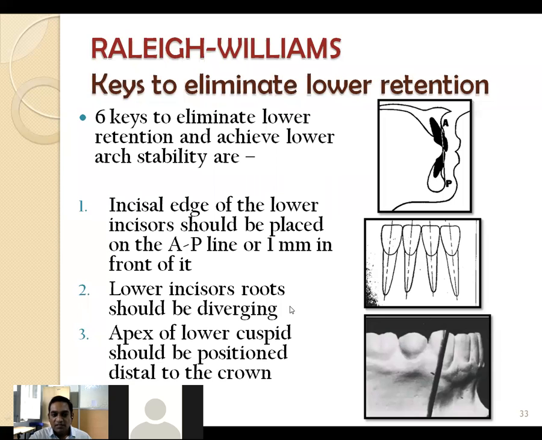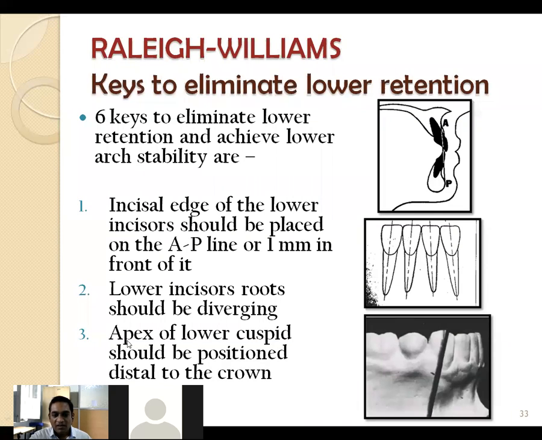Second, the lower incisor roots should be diverging. When you see them in an OPG, lateral cephalogram or an IOPA, the lower incisor roots have to be diverging. They should not be parallel. They should be diverging, and this will give more retention.